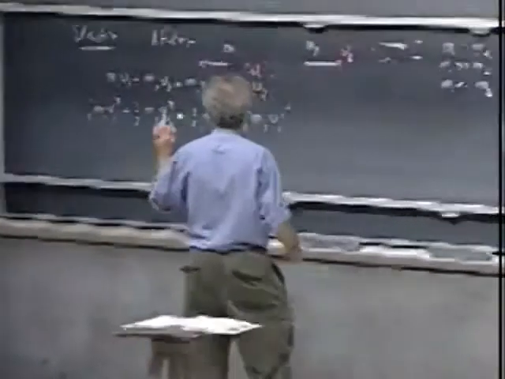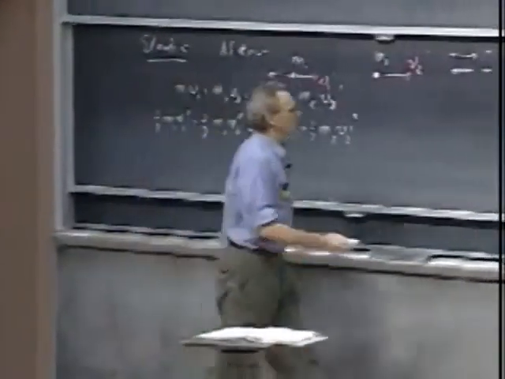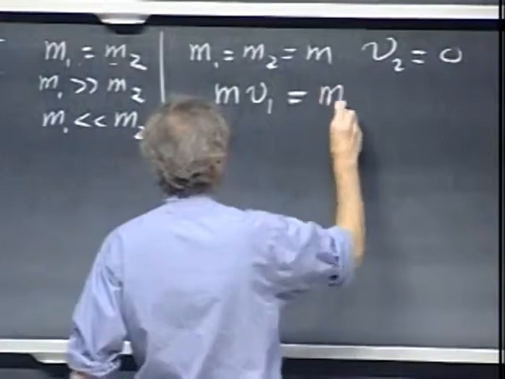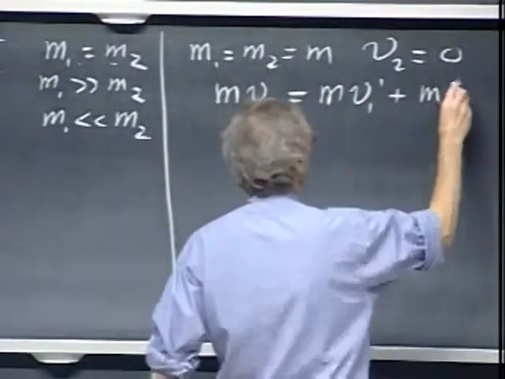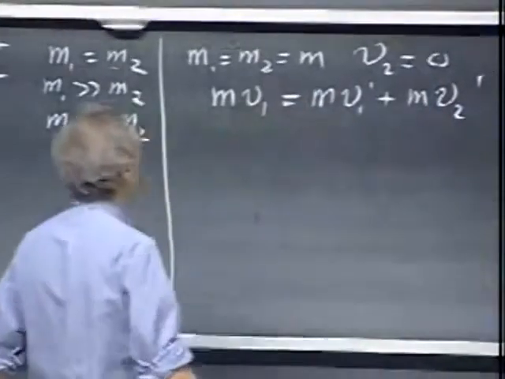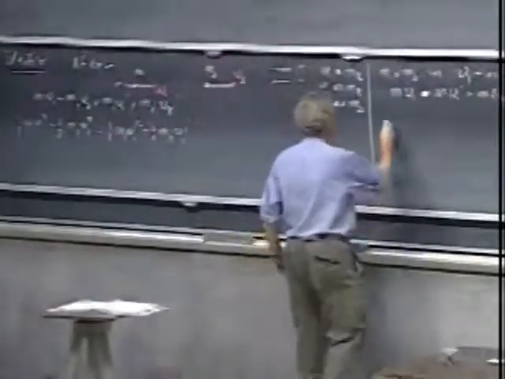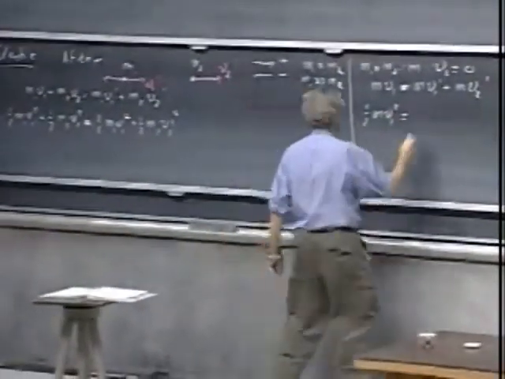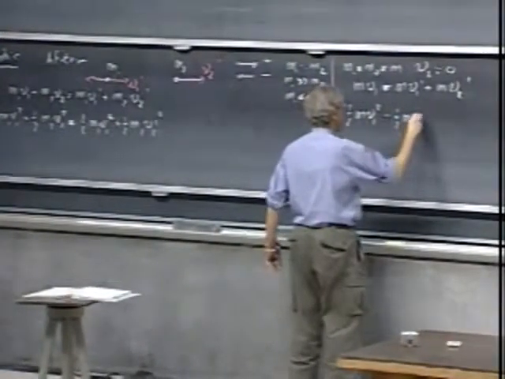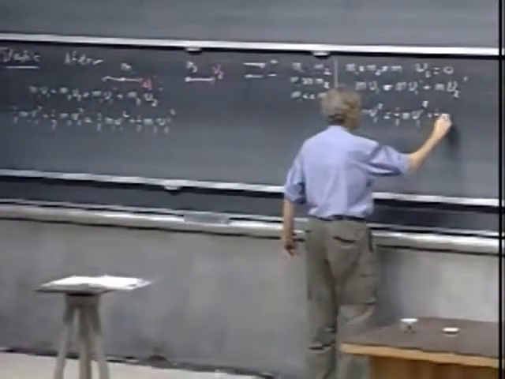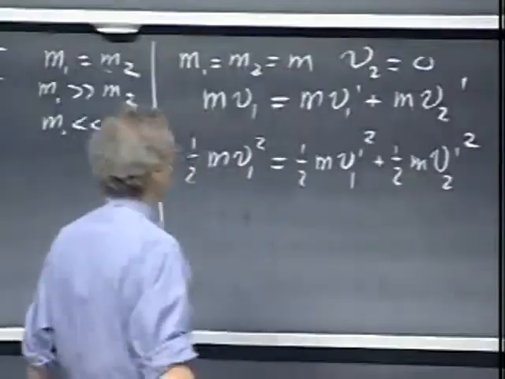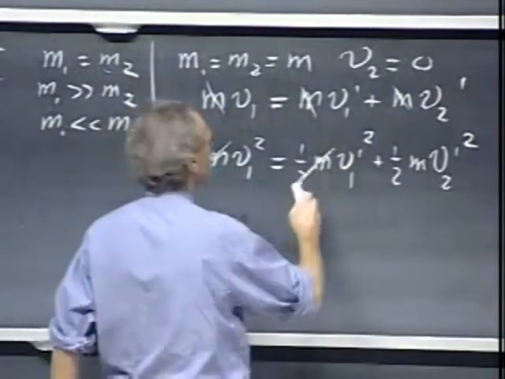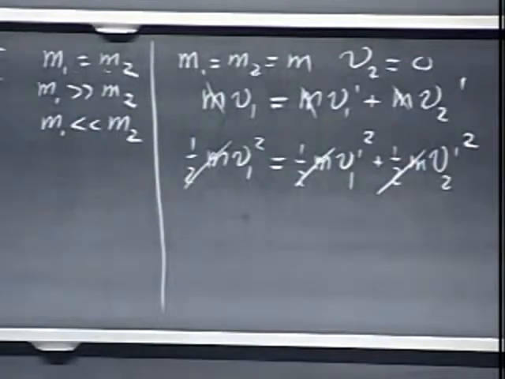One-dimensional collision, one hits that object. Very special case. So the conservation of momentum now becomes much simpler. M times V1, there is no V2, equals M V1 prime plus M V2 prime. Conservation of kinetic energy is 1/2 M V1 squared equals 1/2 M V1 prime squared plus 1/2 M V2 prime squared. Notice that now I lose my m's, which is very convenient. Here I lose my 1/2 m's even. And this is very easy to solve.